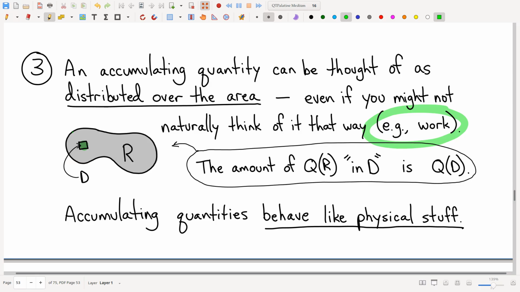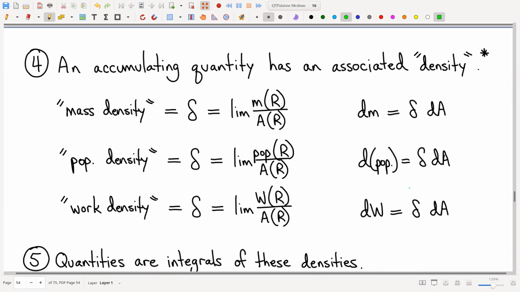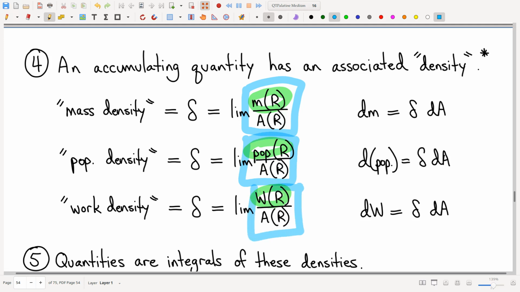Now, again, it's just a point of view. Once you are willing to do that, I'll make the observation that whenever you have stuff, whatever that stuff is, mass, population, number of people, right? That's an accumulating quantity. Work, the amount of work it takes to clean the bottom of the pool, okay? If you pretend all of this is kind of a stuff, then you can talk about stuff per unit area, and stuff per unit area is a density.